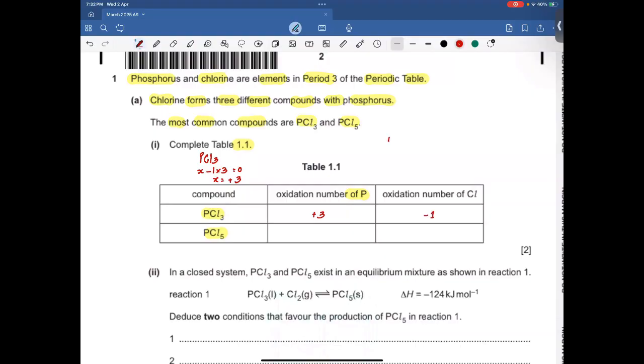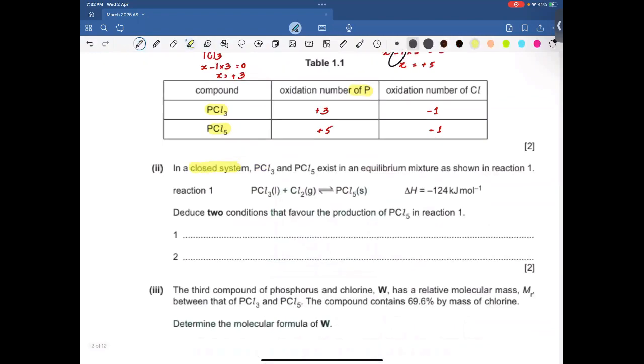Let's talk about PCl5. So let's suppose phosphorus is X. Chlorine has a charge of -1. We have 5 chlorine atoms into 5. Since the molecule is neutral and has no charge, which is Y equals to 0, then X equals to +5. So the oxidation state of phosphorus in PCl5 is +5. Over here, the oxidation state of chlorine is -1. This is written -1. Okay?